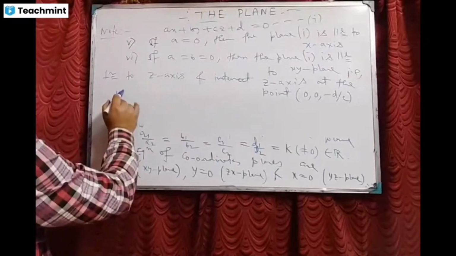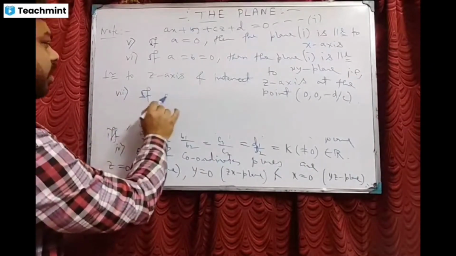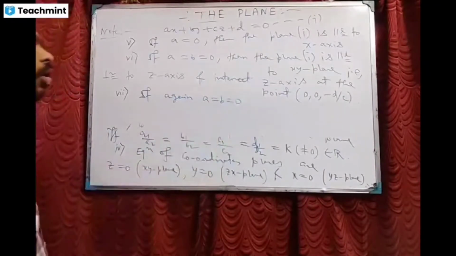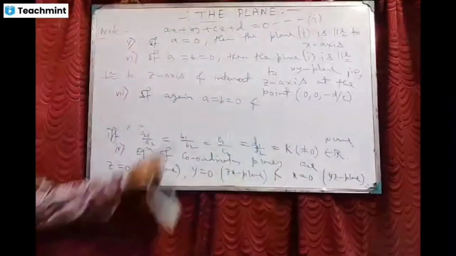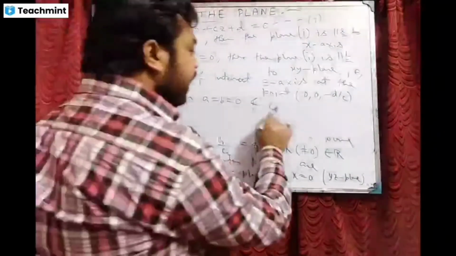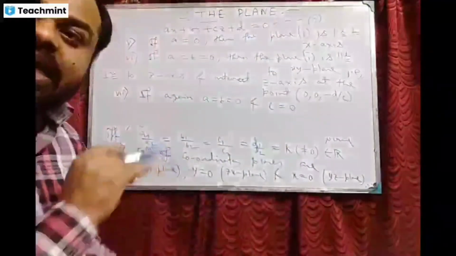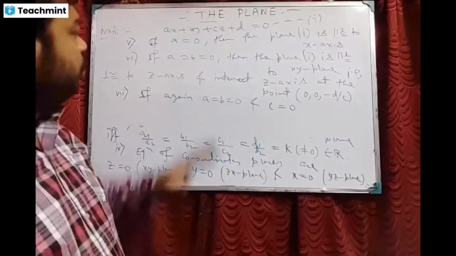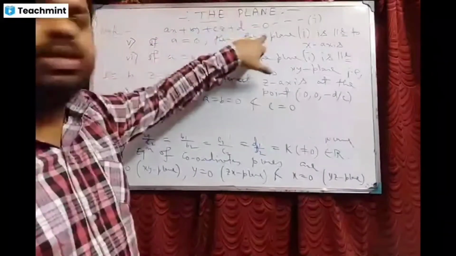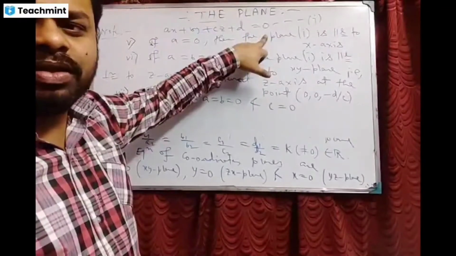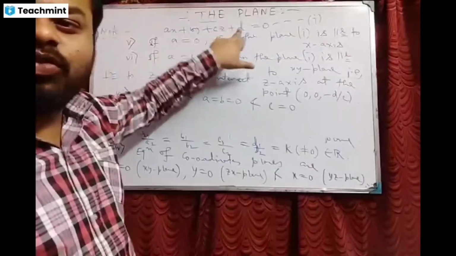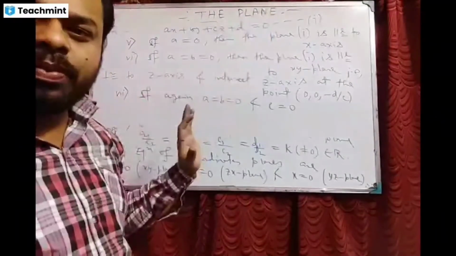Number 7. If again E equals 0, A equals B equals 0, and C is also 0. So A is 0, B is 0, C is 0. That means D equals 0, which is not possible from equation 1, because A is 0, B is 0, C is 0, D is 5. So 5 equals 0, which is not possible.